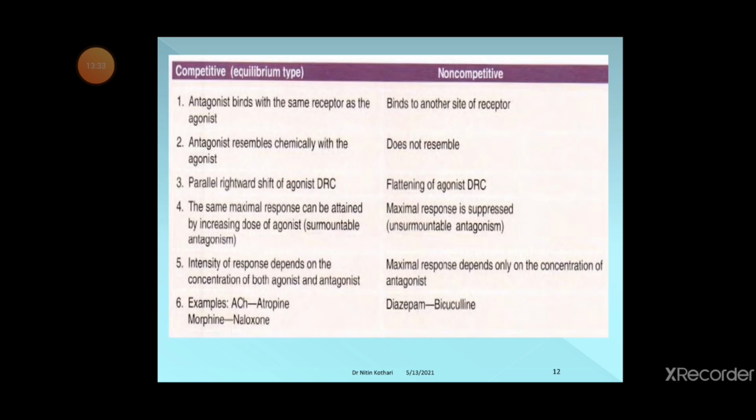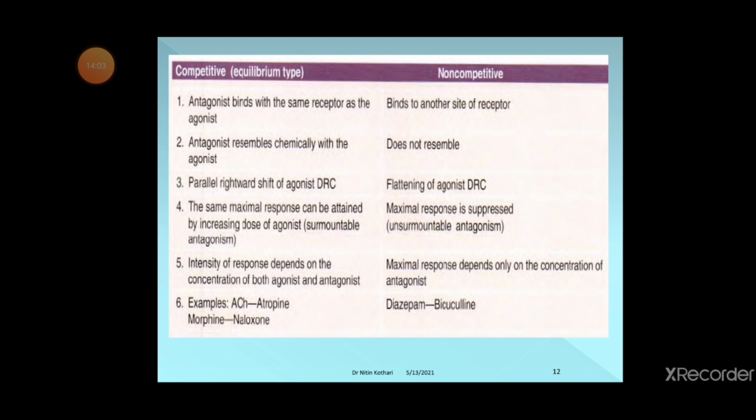So this table shows the difference between competitive antagonism and non-competitive antagonism. Here, competitive equilibrium type of antagonism is the more common type. In competitive reversible or equilibrium type of antagonism, antagonists bind with the same receptor as the agonist. This is the condition for competitive antagonism because both have the same chemical structure.